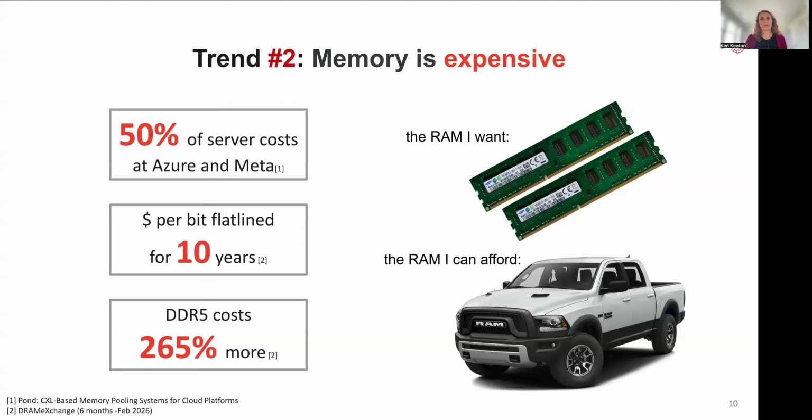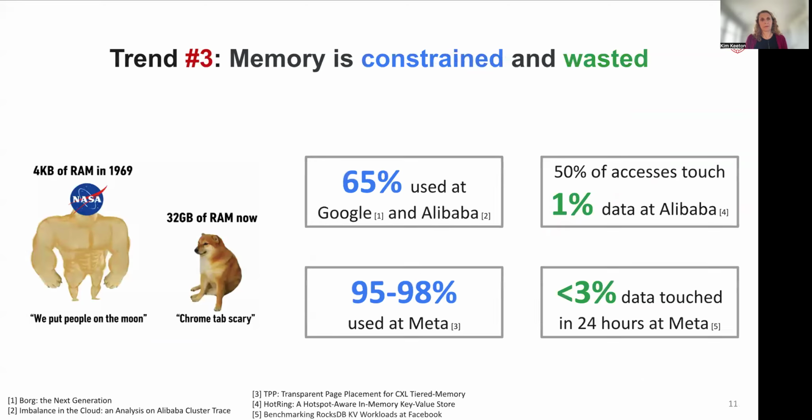Okay, let's talk about the next trend. As you all might have heard, memory is expensive, right? 50% of server costs today comes out of memory at Microsoft and Meta. And interestingly, the dollar per bit has flatlined for almost the last 10 years due to the end of Moore's law and so on. And thanks to AI and LLMs, DDR5 costs 265% more compared to the last 6 months, right? So memory is not this cheap thing that you can throw at solving complex problems anymore.